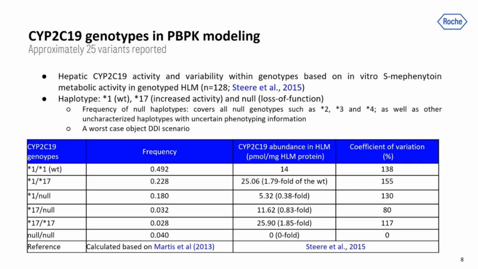And also we have another paper on the hepatic CYP2C19 activity and variability within the genotypes, using genotyped human liver microsomes, and there's a paper that also shows the in vitro S-mephenytoin metabolic activity. So this information, you can see on the right-hand side of this table. These are included in that population information.